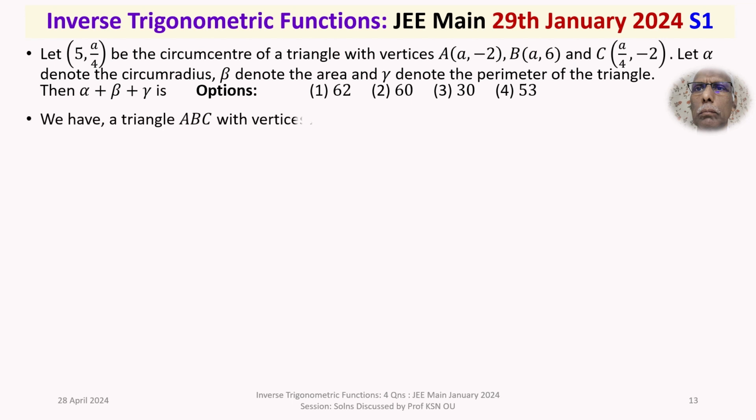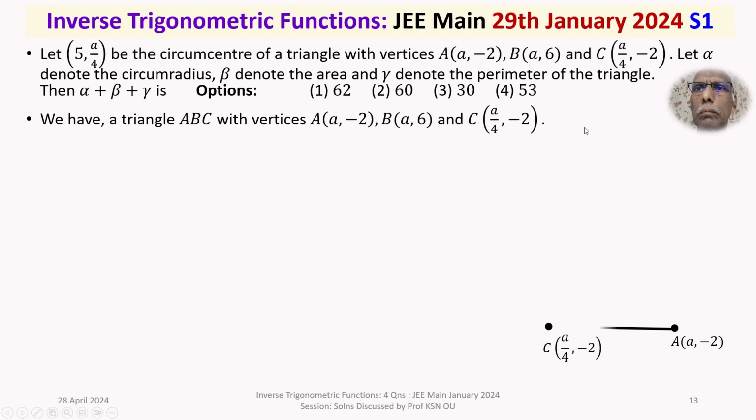We have a triangle ABC with vertices A with coordinates (a, minus 2), B with coordinates (a, 6), and C with coordinates (a by 4, minus 2). Right, the point C is here, A is here, and B is here. And that is our triangle ABC.